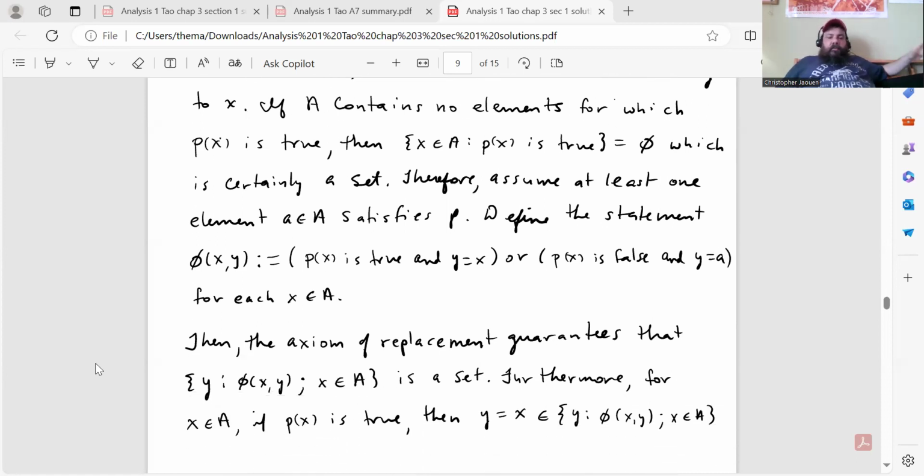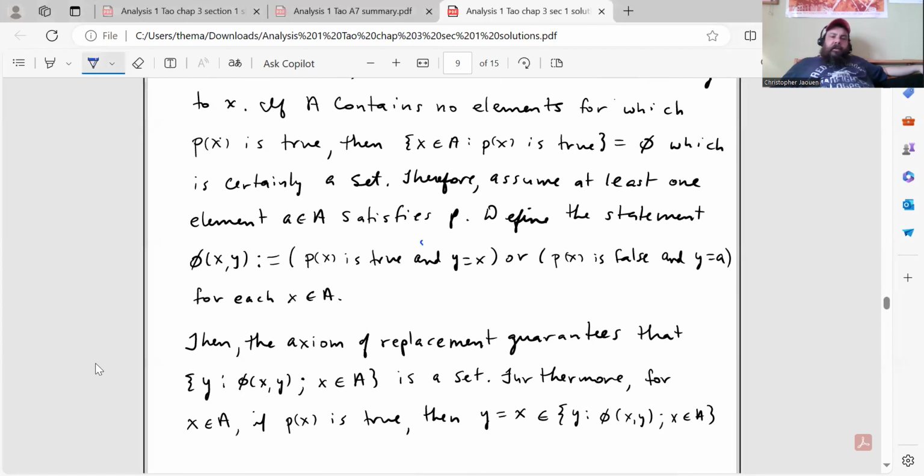And define that. So here's the clever part. We have to define the statement phi(X, Y) in the proper way. And the way that you do it is like this: P of X is true and Y equals X, or P of X is false and Y equals A. These are logical operators here.